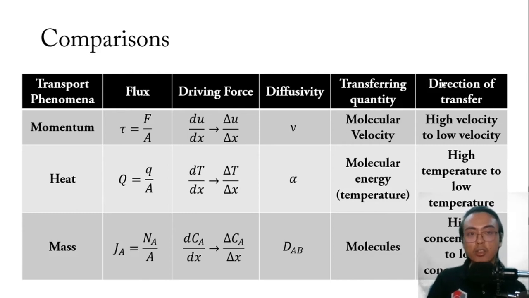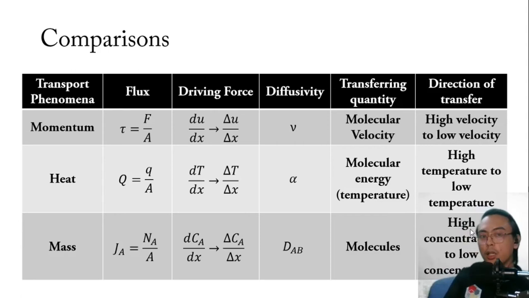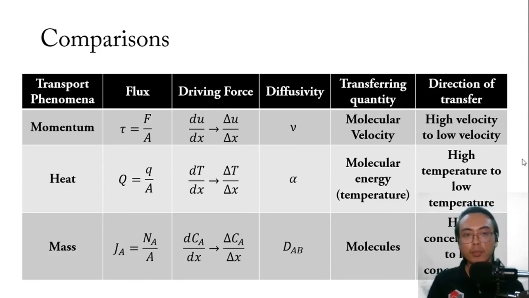What is the general direction of transfer? It's always from high to low. High velocity to low velocity, high temperature to low temperature, and high concentration to low concentration. Okay? So they are very similar with each other.